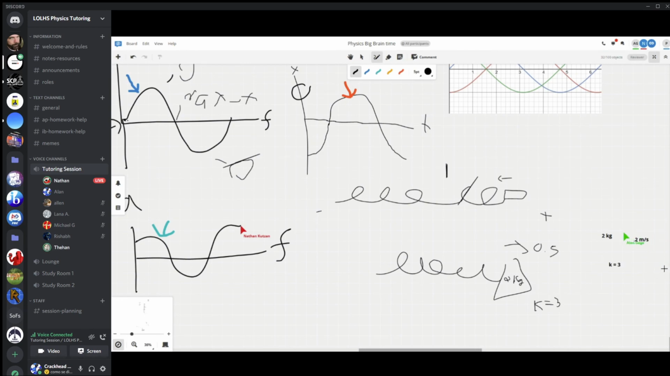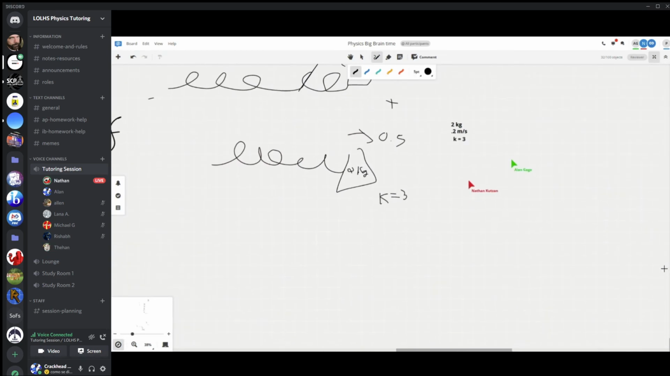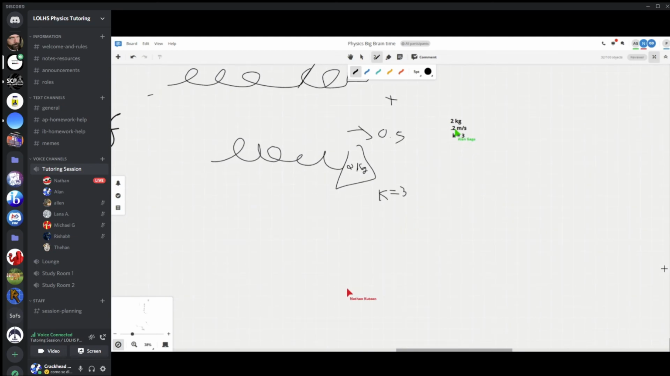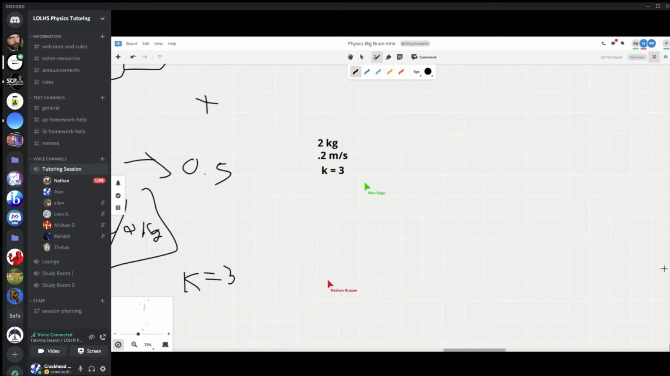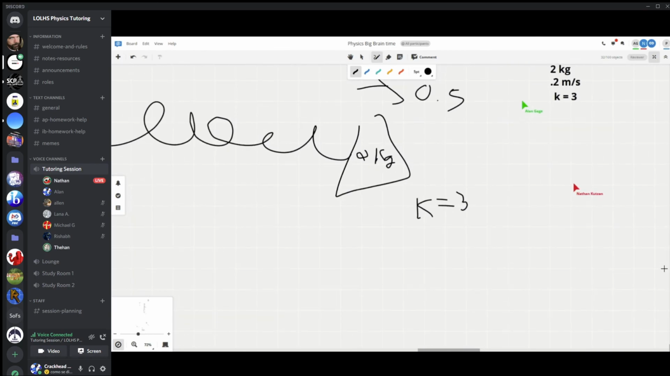Would you use energy? Yes. The only thing you use in this problem is energy. So it would be potential and kinetic. Potential is just the spring, so it would be 1/2 kx squared equals 1/2 mv squared plus 1/2 kx squared, but a different x. So just so everyone's on the same page, it's potential energy.